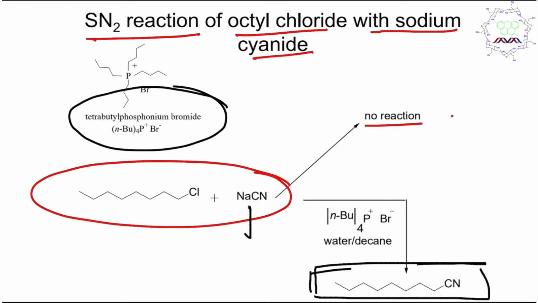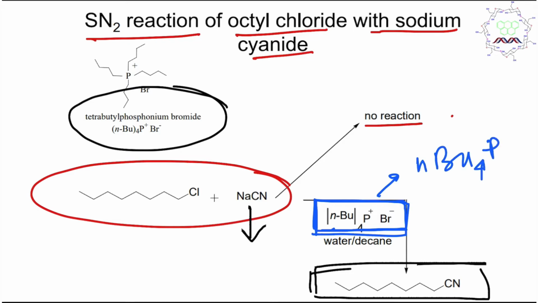Sodium cyanide is insoluble, it is in a different phase, but in that case also it can react with this quaternary phosphonium bromide, which is in the organic phase. So anion exchange can happen, and in this way it will produce this NBu4P plus cyanide minus. Now in this way cyanide will come into the organic medium and the reaction will end up in this alkyl cyanide product.